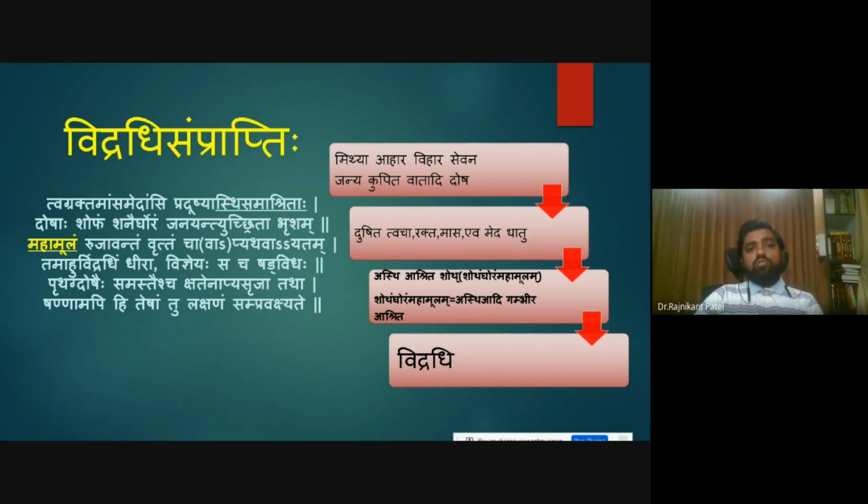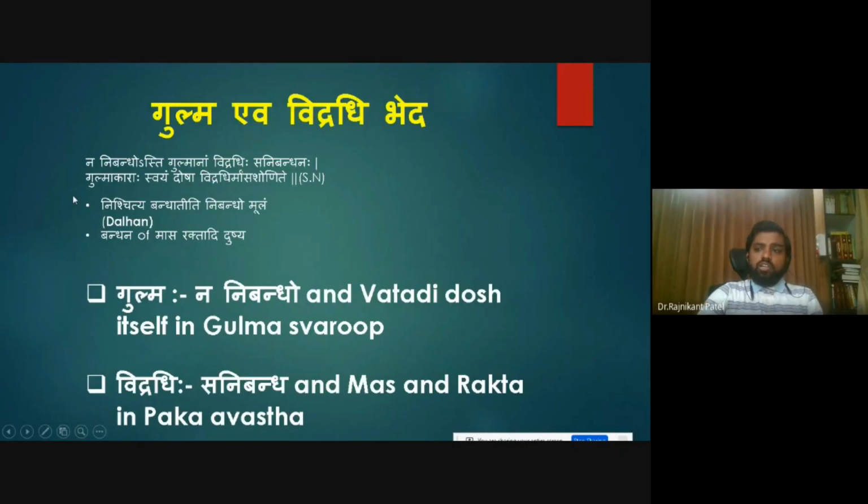When we come to Vidradi, we may have some doubt about what the difference is between Gulma and Vidradi. Sushruta has beautifully given the difference between Gulma and Vidradi. He has given a shloka: Vibandho asti gulmanam. Okay, so Sushruta has explained the difference between Gulma and Vidradi very beautifully. No vibandho asti gulmanam, Vidradi is sanibandhana, gulma akara swayam dosha, Vidradi mamsa shonita.